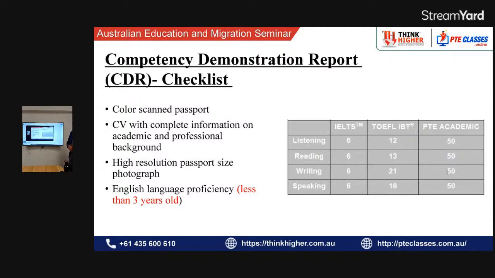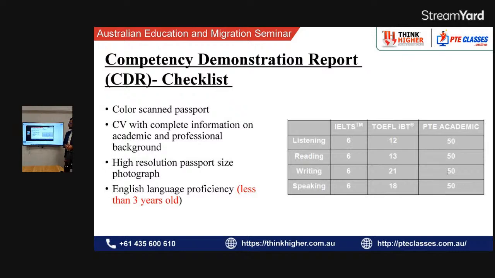Yes, so the CDR checklist normally requires a color scan of your passport. You don't need a certified or attested document for Engineers Australia. Then obviously your CV needs to be 100% up to date, from year 12 till whatever you have done. You also need a high resolution passport size photograph that needs to be scanned. You can take a photograph from your phone on a white background as well. It does not need to be done specifically at a studio or with any Photoshop.